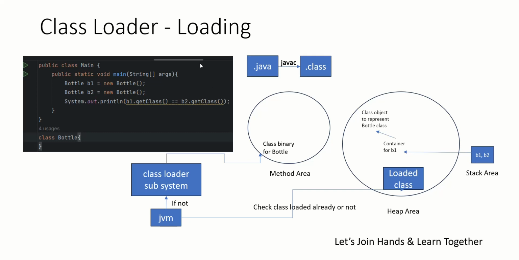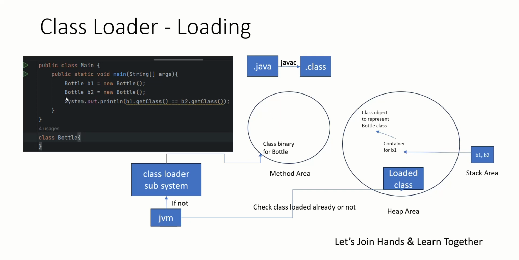Okay, now we are clear, right? So what is the JVM doing? It checks whether the class is loaded or not. It's not loaded, so finally it will add the class binary of bottle into the method area. Then immediately the class object to represent this bottle class will be created in the heap area, and that will be pointed to by this b1 object, which is in the local variable array. The b1 will have the address of this container.